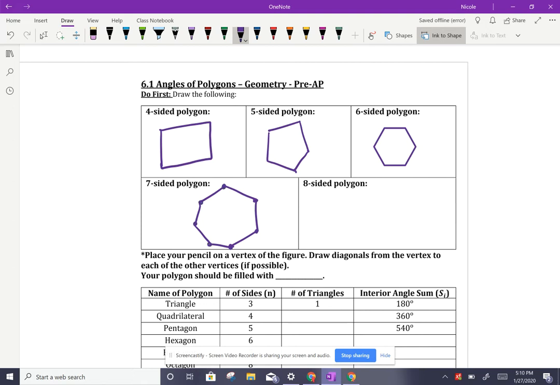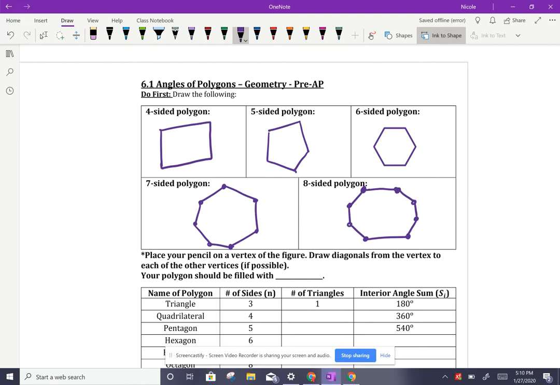And then an eight-sided polygon is an octagon. It's a stop sign, guys. Y'all know what that looks like. Straight sides. Okay. Again, I'm going to put little knots where those corners are because they are kind of hard to tell. Yeah, it doesn't have to be beautiful, guys.